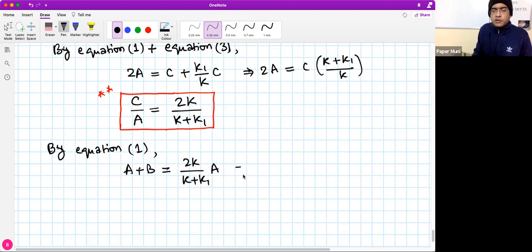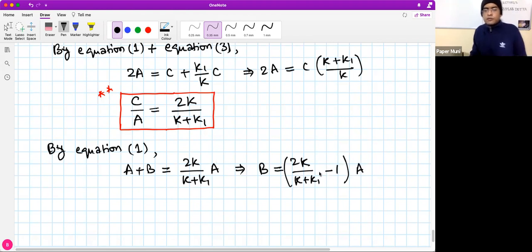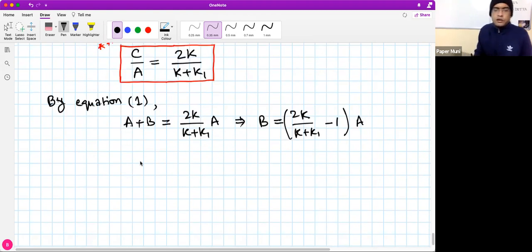Now this will give us b is equal to 2k divided by k plus k1, minus 1, a. All right, now if I write this down, b by a is equal to k minus k1 over k plus k1. If you simplify this, you'll get this result.